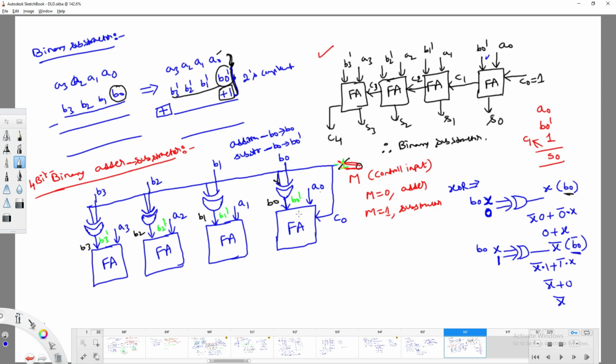Now try to complete the remaining diagram. So this will be C1, C2 and C3, and if there is any carry, you are going to generate C4, and the outputs will be S naught, S1, S2 and S3, right? So this is the corresponding 4-bit binary adder and subtractor in the same circuit.